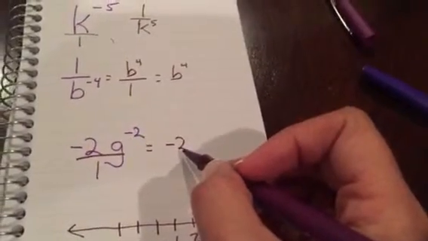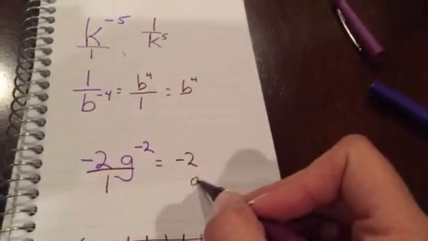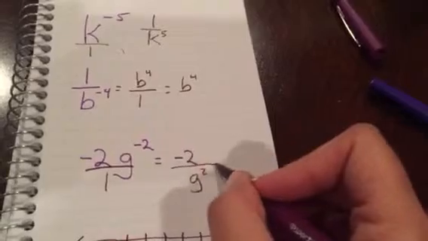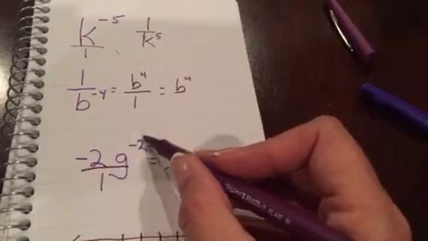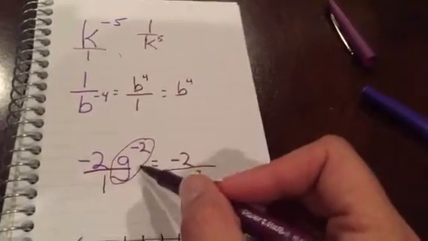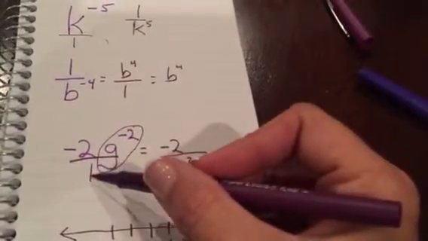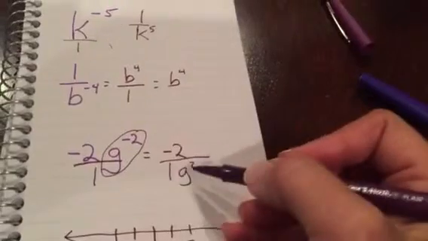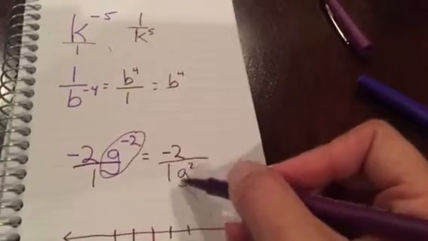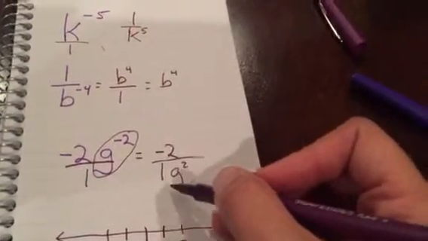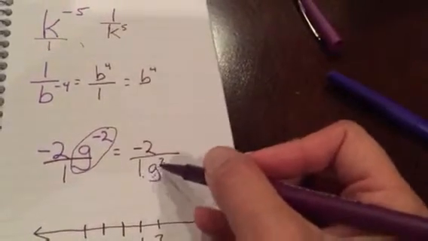So negative 2g to the negative 2 is the same as negative 2 over g to the 2. So I basically took this number here and moved it to the other side of the fraction line. And this here, the 1, is understood. So this 1, we don't have to write it anymore once there's another number or variable on the bottom of your fraction, because it's understood that it's 1g to the 2nd.